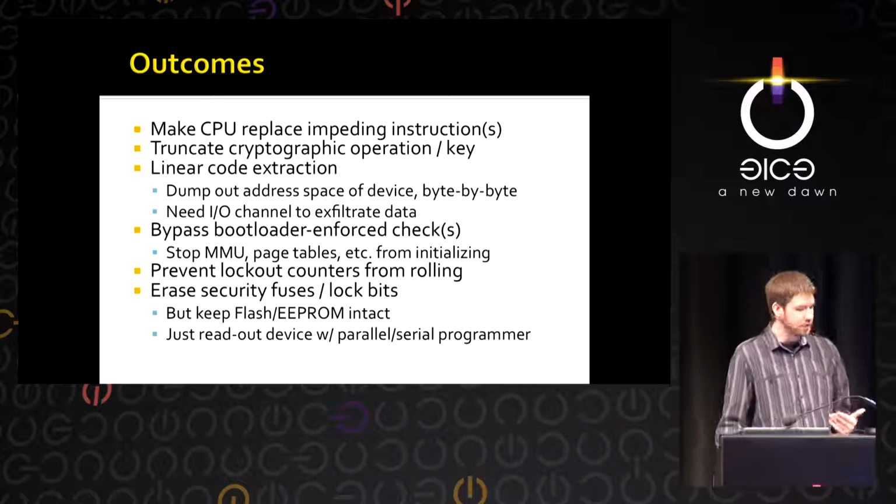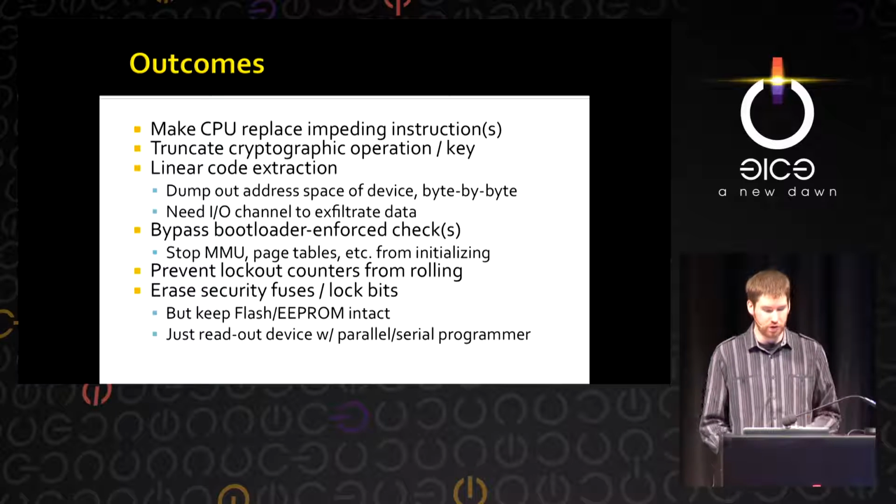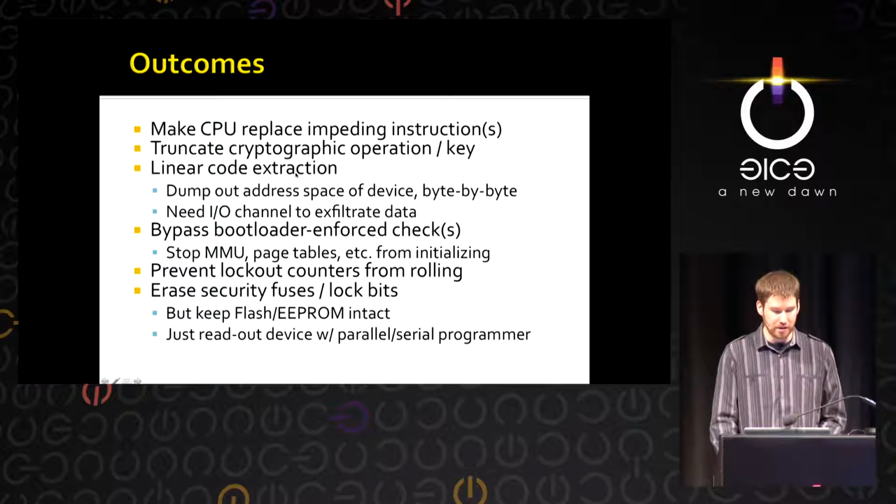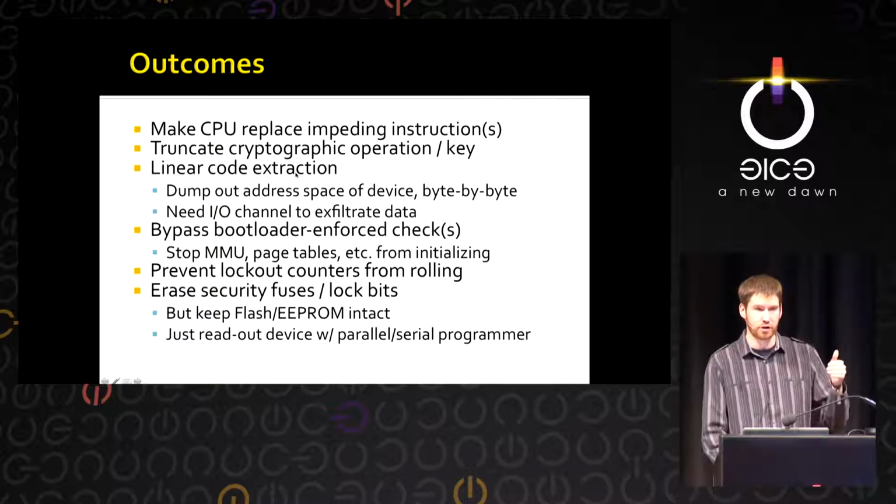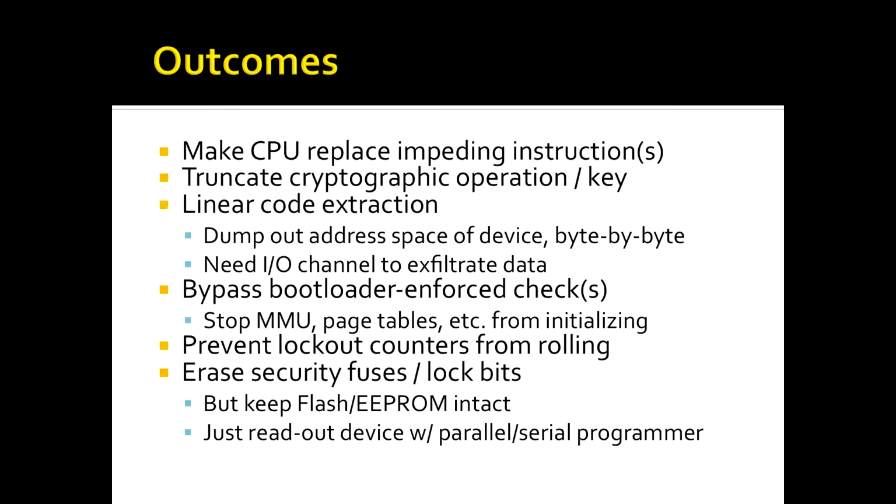So what are some of the outcomes in general that voltage or clock glitching or potentially any glitching can provide for you? So you can make the CPU replace impeding instructions, so you turn that compare jump into a compare, which doesn't jump anymore. You can truncate cryptographic operations or keys, so reduce the number of rounds in a crypto encryption or decryption process. You can do linear code extraction, where you basically walk the address space of the device, address location 1, 2, 3, 4, all the way until the memory map loops, dumping out the data from the device byte by byte.